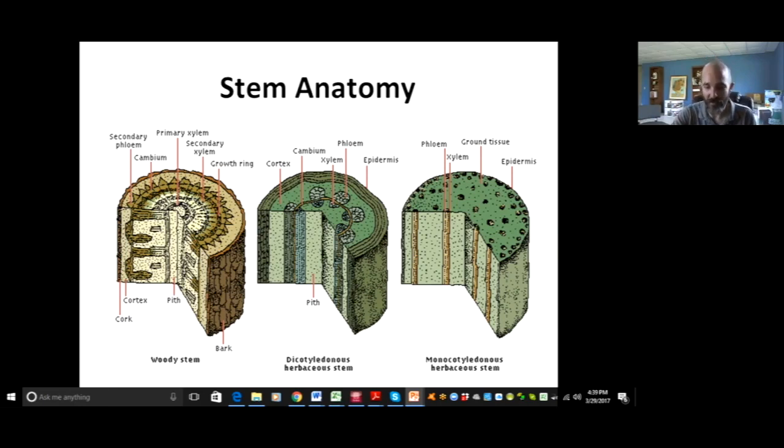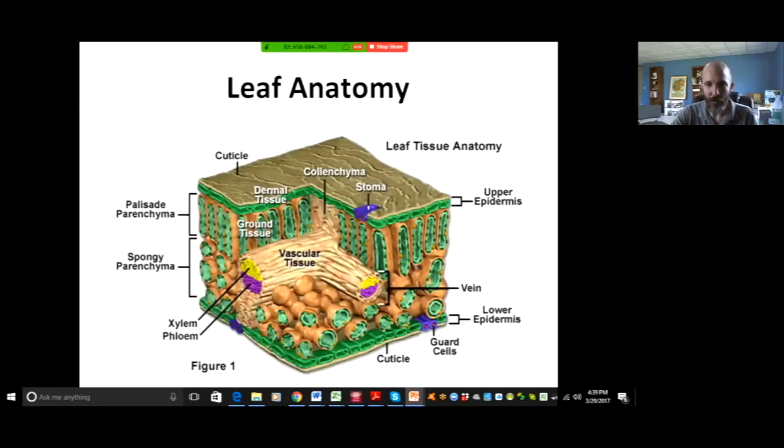It's really, really fascinating. So, looking at the leaf anatomy, it's even more complex than the stem anatomy. It's got a lot more going on. You're photosynthesizing. You've got parenchyma cells, which are typically like the fat of an animal. This is dermal tissue. You can see the xylem and the phloem. This would be a dicot, how it's organized in that ring. And the guard cells that let CO2 in and out.